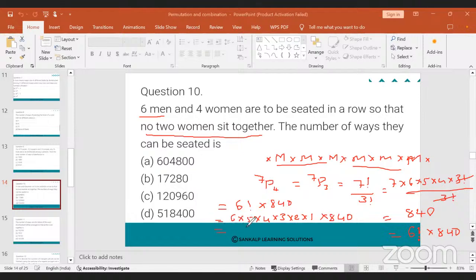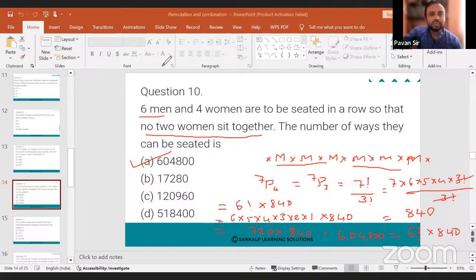So what is it? 6 fives are 30. 30 into 4 is 120. 120 into 3 is 360. 360 into 2 is 720. 720 into 840. Calculate it, 720 and 840. You will get 6 lakh 4,800. So this is the answer. Option A is the correct one: 6 lakh 4,800. That is the correct one. Option A is the correct answer.